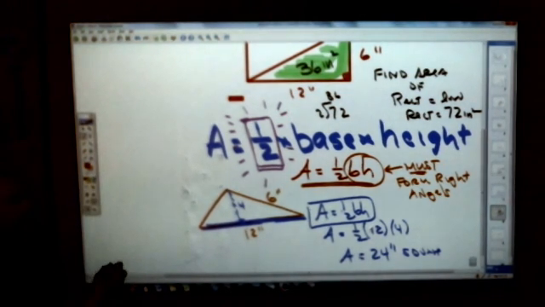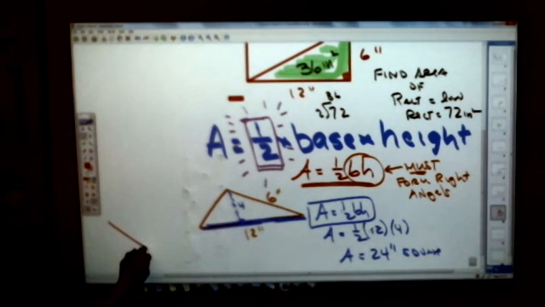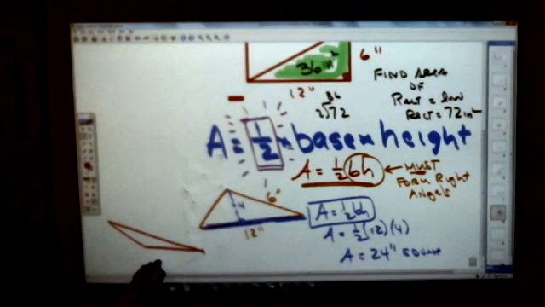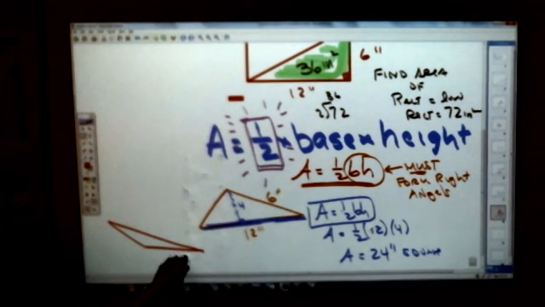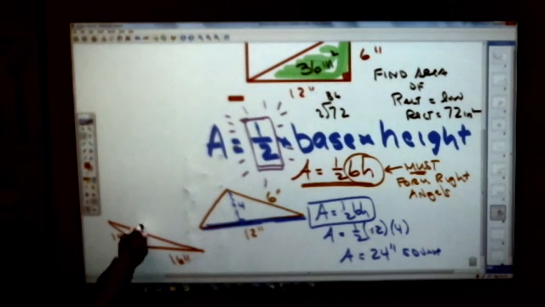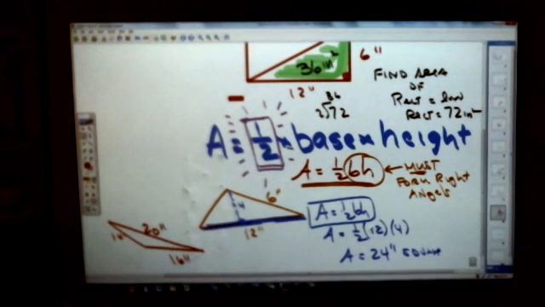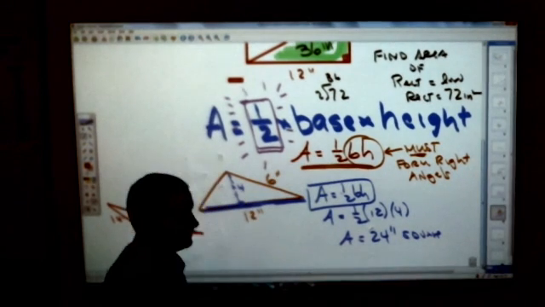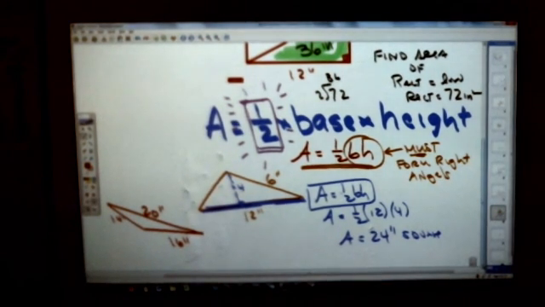Let me give you another one. What if the triangle looked like this? And this is 16 inches. This is 14 inches, and this is 20 inches. What two lines form my base and my height there? What two lines, Frankie, form my base and my height? Huh? None. There's no right angles there.